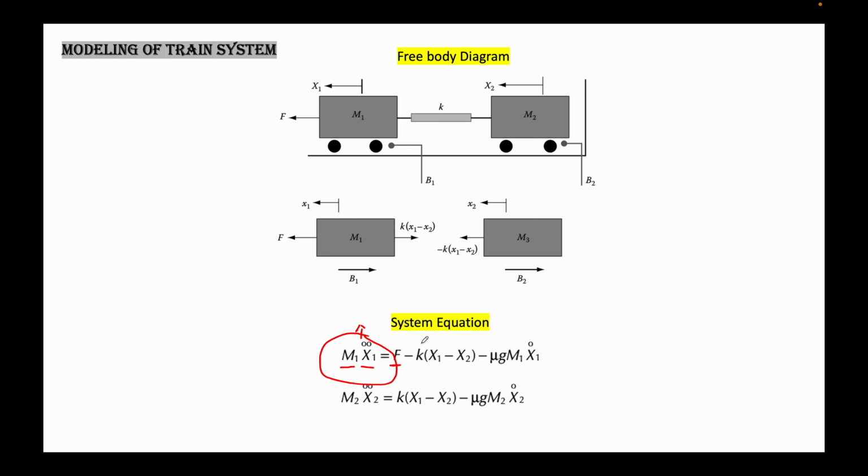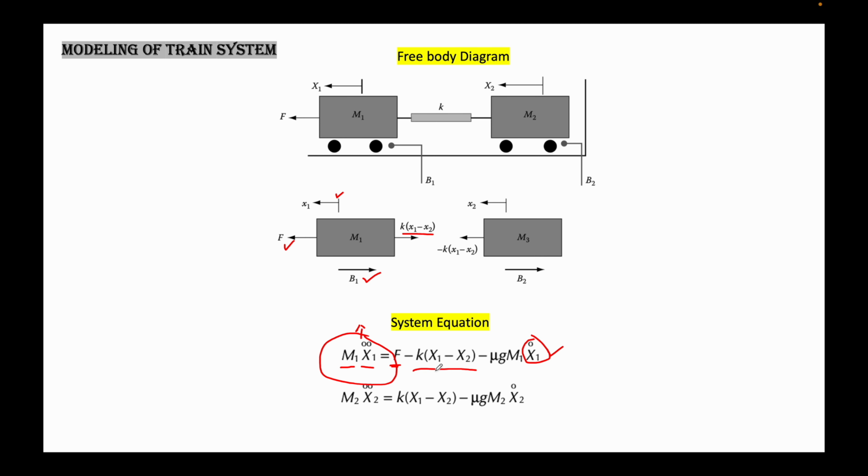So what are the forces acting on the mass m1? Force F, which is this one, and the spring force that is acting here, and the frictional force that is acting in the reverse direction of the motion, because the motion is in this direction and the friction will act in the reverse direction. So this is the component for the friction, rolling friction, which is related to the velocity.